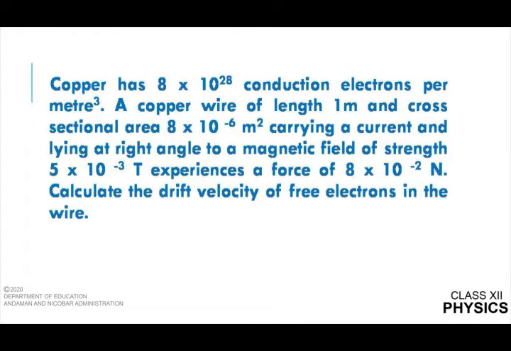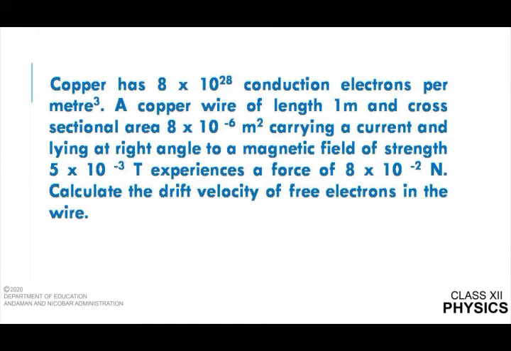Calculate the drift velocity of free electrons in the wire. Once again, I am going to read back the question. Copper has 8 × 10^28 conduction electrons, that is, the number density of electrons is 8 × 10^28 per meter cube.